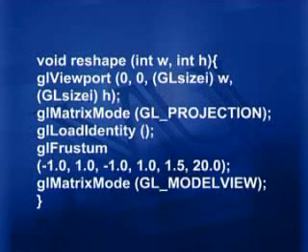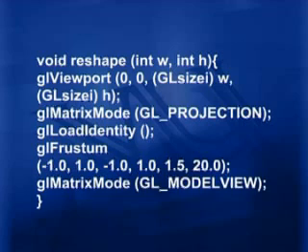The next is void reshape using the arguments integer w and integer h for width and height. glViewport 0, 0, (GLsizei) w, (GLsizei) h. glMatrixMode GL_PROJECTION, glLoadIdentity, glFrustum minus 1.0, 1.0, minus 1.0, 1.0, 1.5, 20.0.